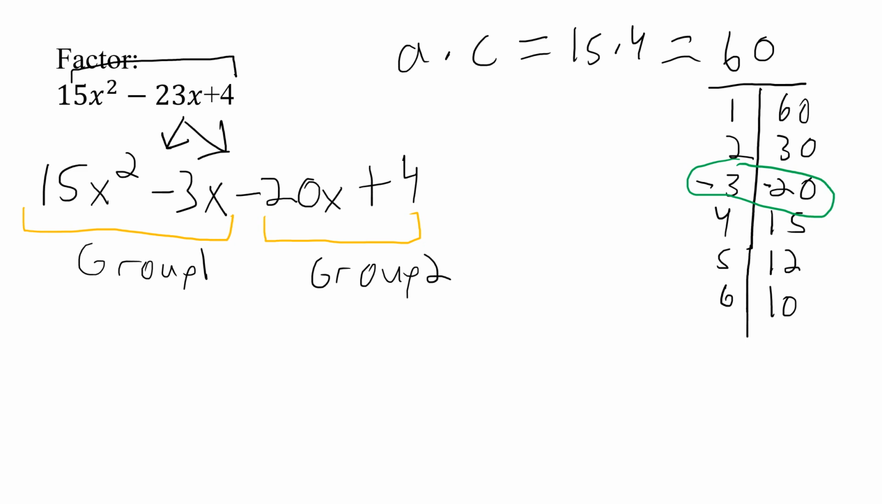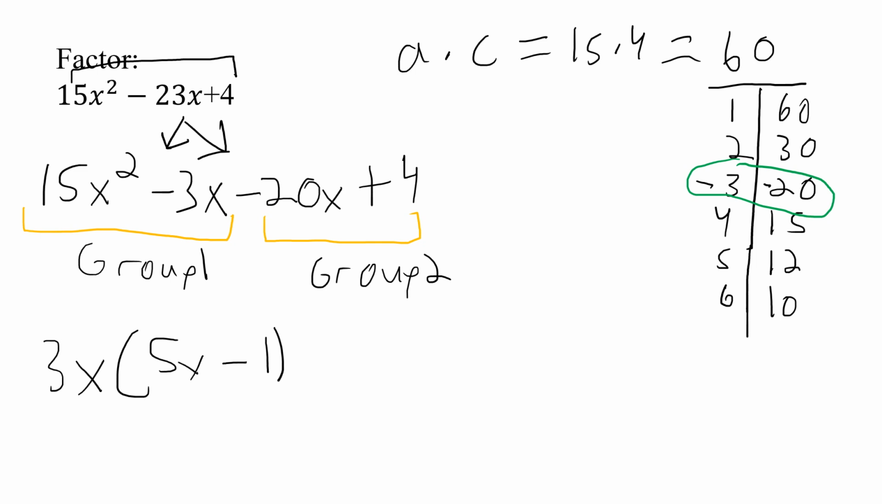And let's see what we can pull out of group 1. So group 1, usually you can pull an x out, and we can here because we have an x squared and an x, so we can pull an x out. What about 15 and -3? Well, 3 would be the greatest common factor there, leaving us with 5x minus 1. That's all well and good, but look at what would happen.